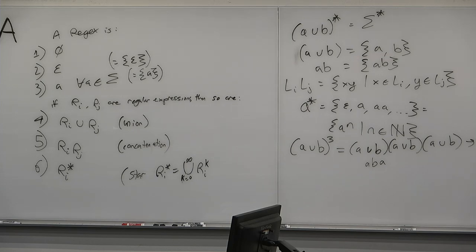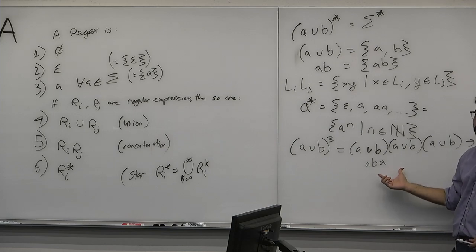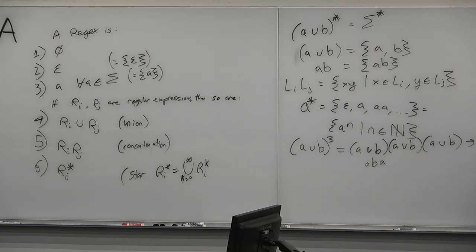A union B to the third would produce a set, right? Absolutely. A set with all the possible strings of A and B, length 3? Yes. But I'm showing if we consider one specific production, it'll produce many things. But if I were to look at one production of it, it's an idea of how to check if a string is produced by a regular expression.